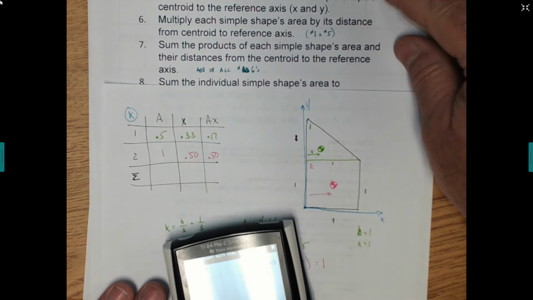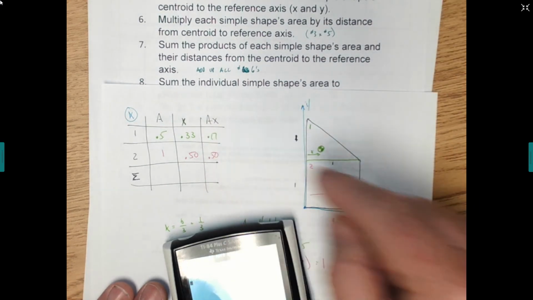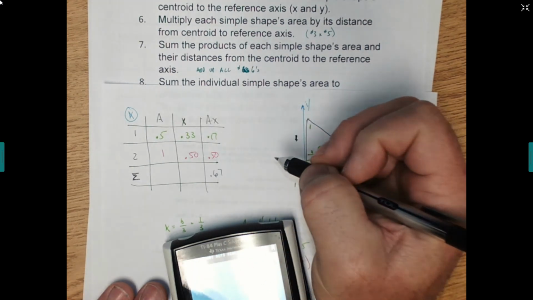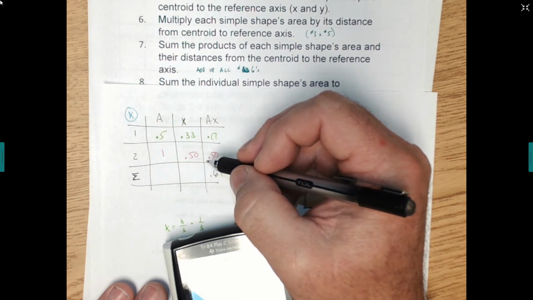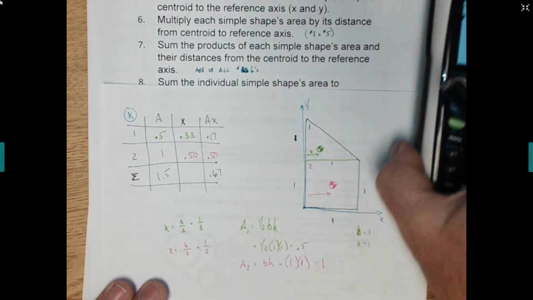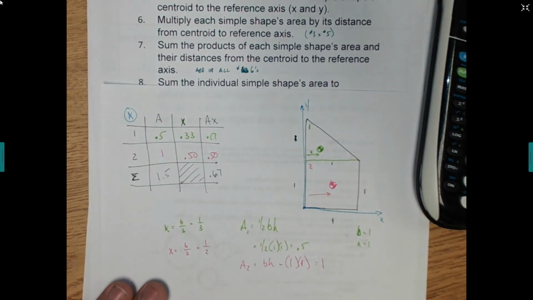All right, so then it says sum the products of each simple shape's area and their distances from the centroid to the reference. So this means add up all the stuff we just did, so it just means add up this column right here. So 0.67. Then sum the individual shape's area. So it's 1.5 because 1 plus 0.5, and we don't care about this thing right here.